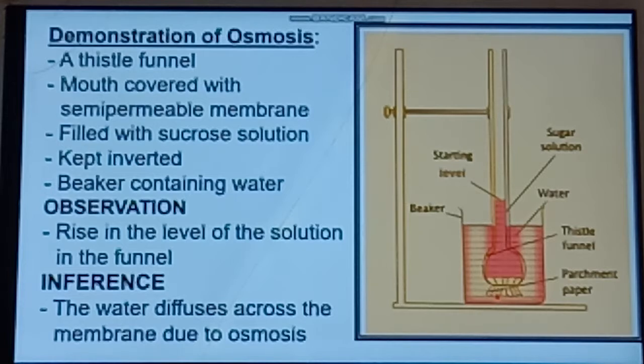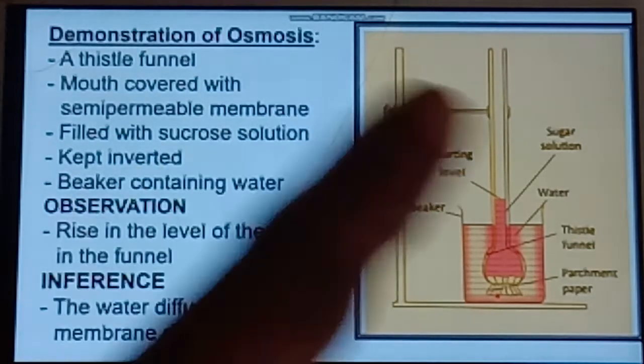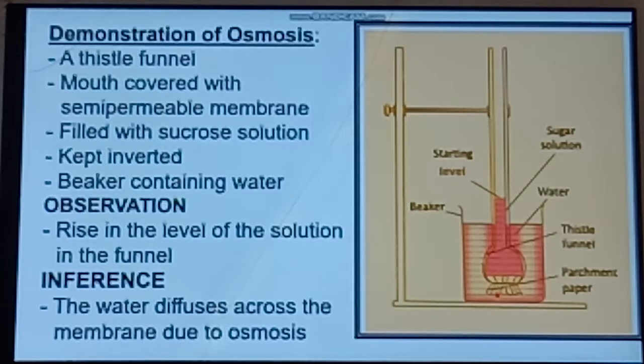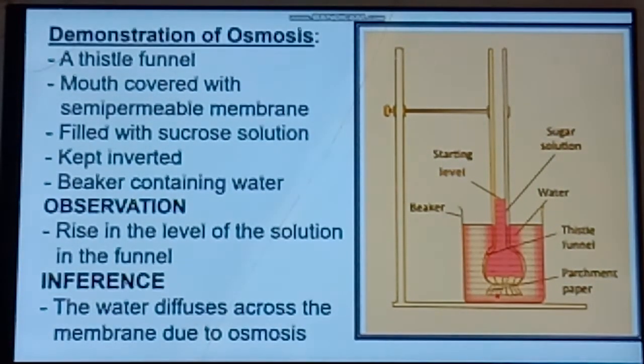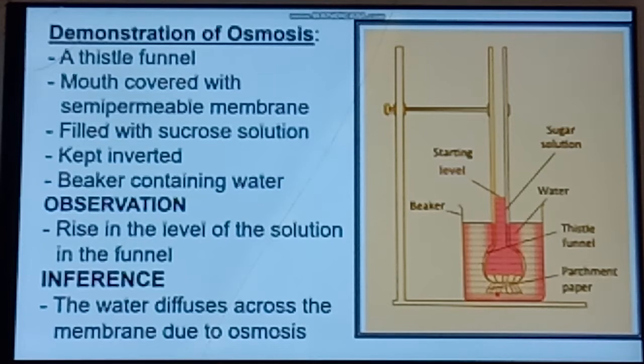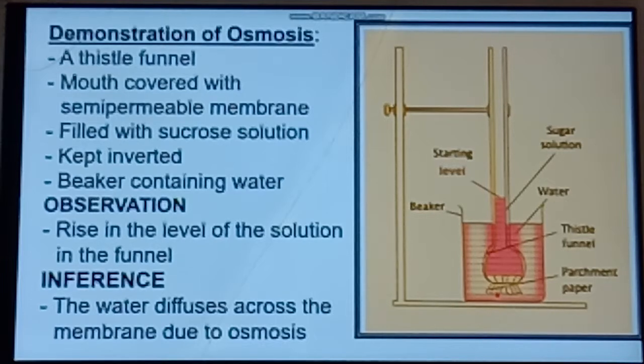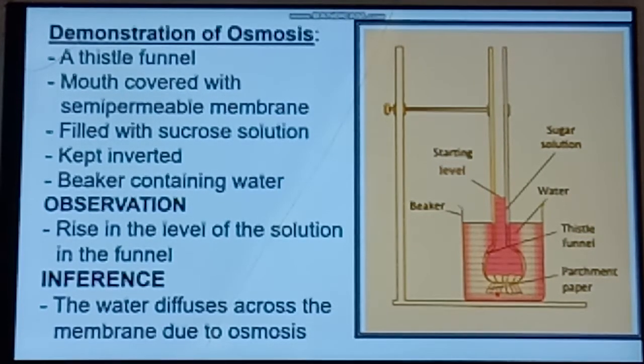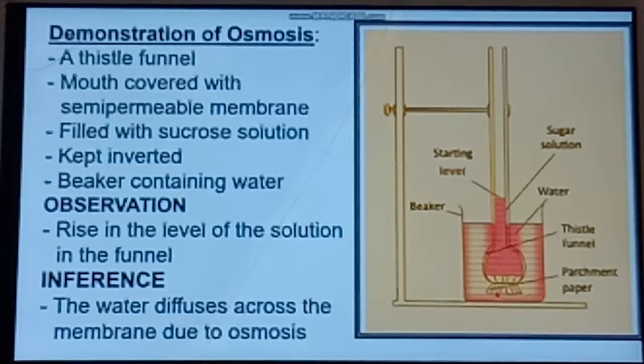Osmosis. First, a crystal funnel whose mouth is covered with a semi-permeable membrane is filled with sucrose solution and kept inverted in a beaker containing water. So what will you observe? The rise in the level of solution in the funnel. This is the inference: diffusion across the membrane is osmosis.